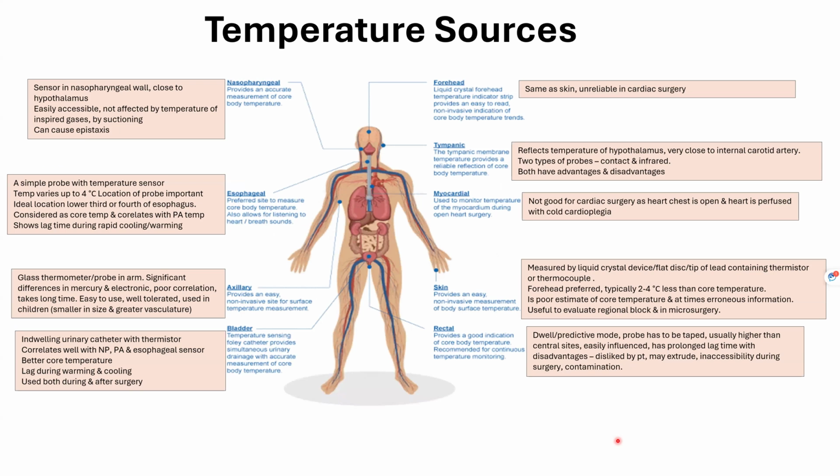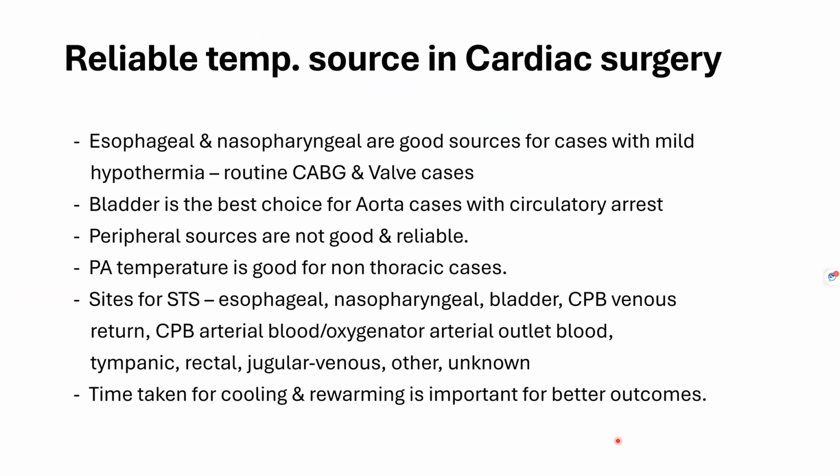This is just a quick reference for how many different temperature sources can be used. I don't plan to go in depth on this, but as you can see there, I have mentioned what is there, what it measures, and the advantages and disadvantages of all these different temperature sources. With respect to cardiac surgery, the reliable sources are esophageal and nasopharyngeal for our routine CABG cases. For aortic cases with circulatory arrest, bladder is a better choice, because it gives you a good idea of your core temperature. And once you cool the patient, the urine production drops.